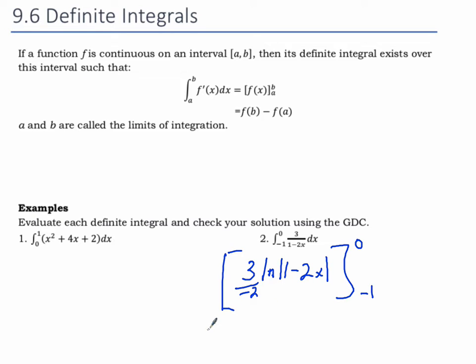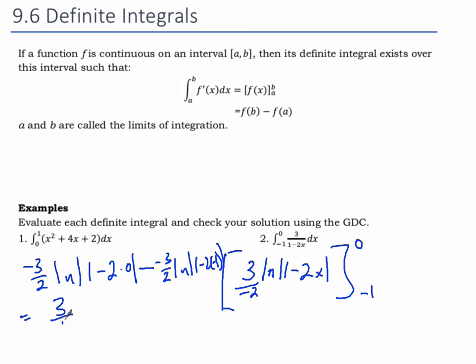Okay, so then I plug in 0, so I'll do it over here. -3 over 2 ln absolute value 1 minus 2 times 0, minus -3 over 2 ln absolute value of 1 minus 2 times -1. Okay, that gives us, well, ln of 1 is 0, so that term is gone. So we have 3 over 2 ln, this is 1 plus 2, so it's ln 3. So it's 3 over 2 ln 3.